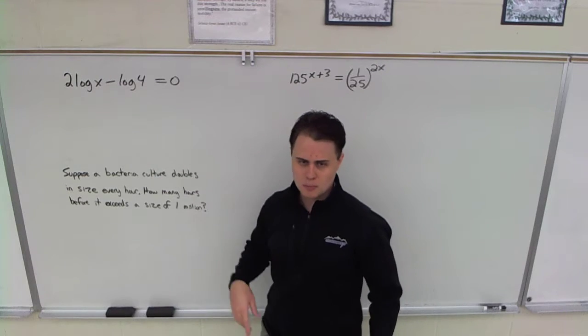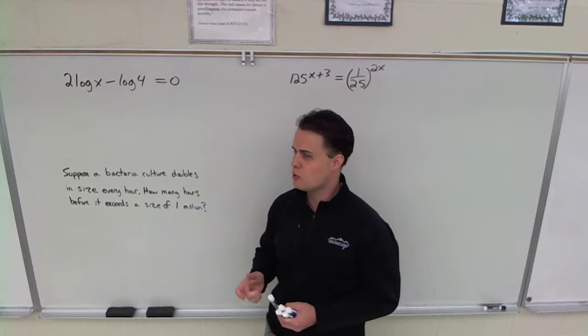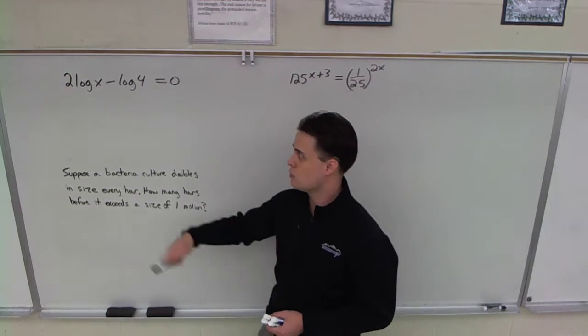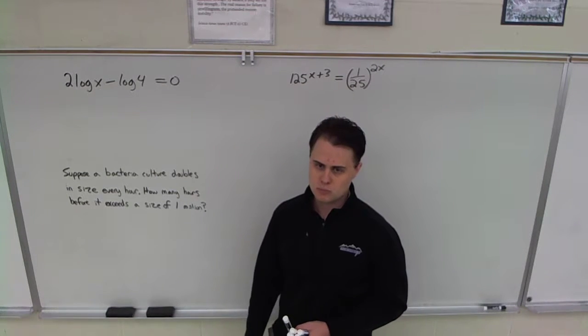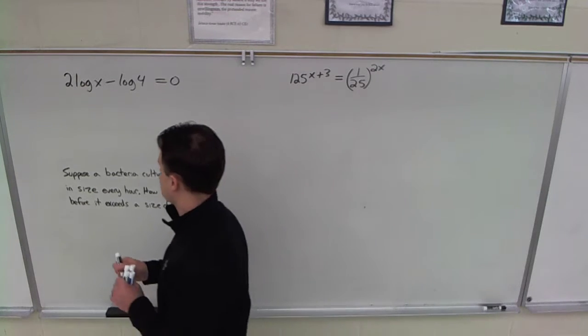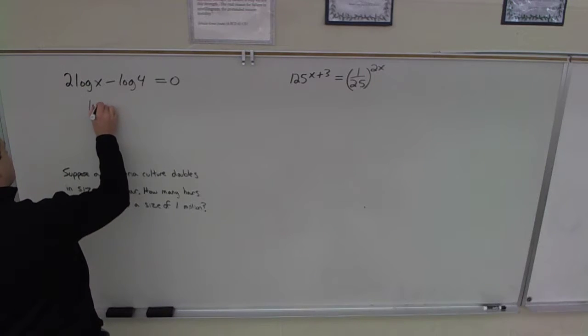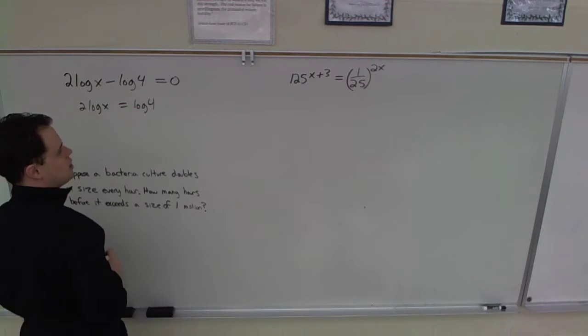Suggestions on this one. Don't get intimidated. There's only one variable. Where's the variable? Well, right there. So that's just a number. So like, move stuff away from it. Now, so you could go 2 log of x equals, and add that number to the other side.